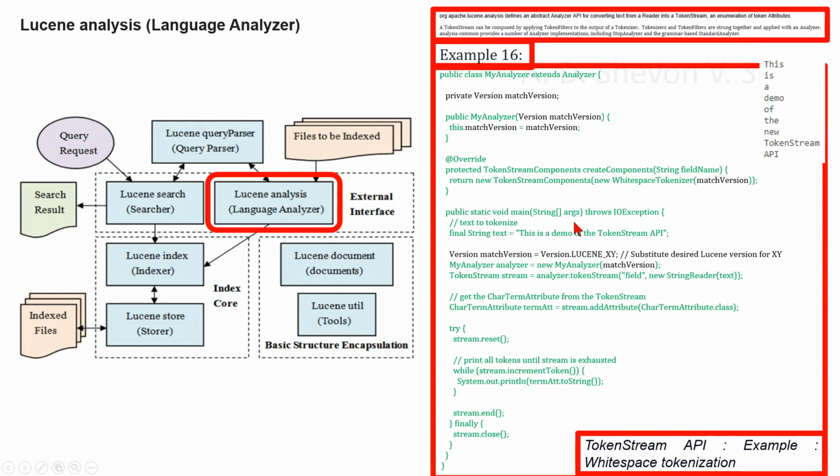The main loop in the main method consumes a stream and prints the term text of the tokens by accessing the char term attributes that the whitespace tokenizer provides. Here is the output.